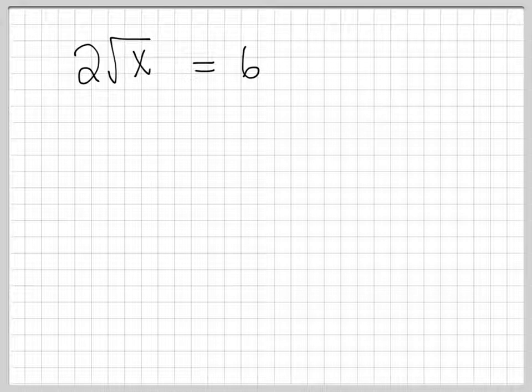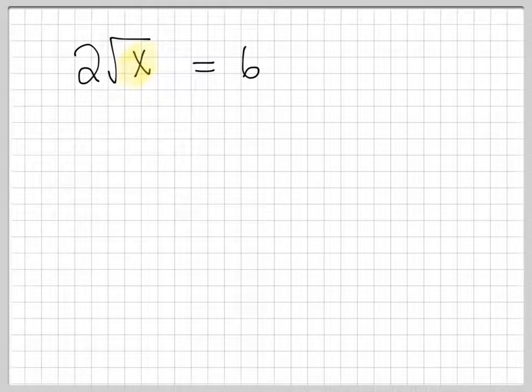How about 2 radical x equals 6? So look at the x, here's the x, and look at the thing closest to x. The first thing that happens to x is the square root, right? So the square root is number 1, and then multiplying by 2 is the second thing. So this multiplying by 2 is the last thing to happen, so it's the first thing we got to get rid of.